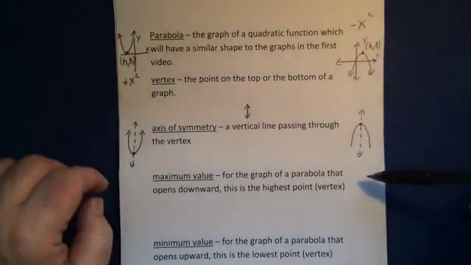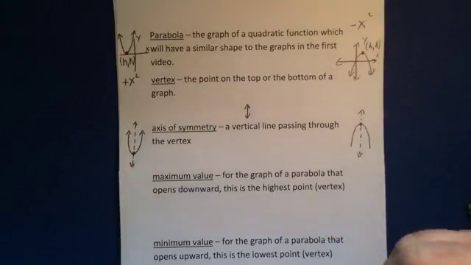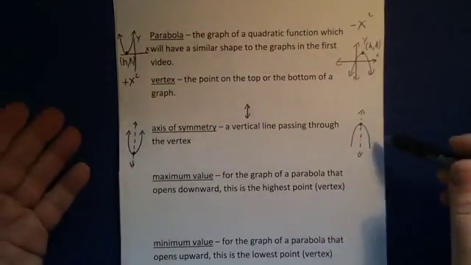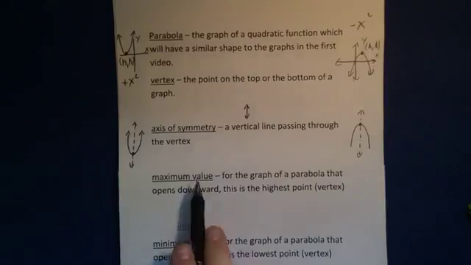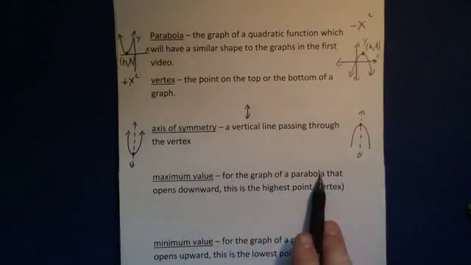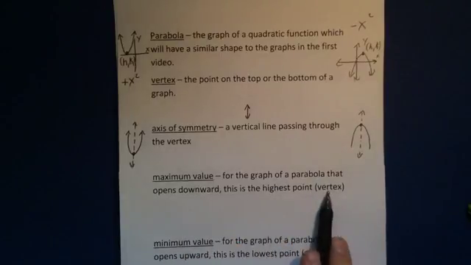And then, to get the axis of symmetry, we're going to draw a line through the vertex so that we can see the symmetrical nature of the graph of the quadratic equation. So, this opens us up next to the last three things here, which we'll talk about. A maximum value versus a minimum value. So, a maximum value is for the graph of a parabola for one that opens downward, this is the highest point.